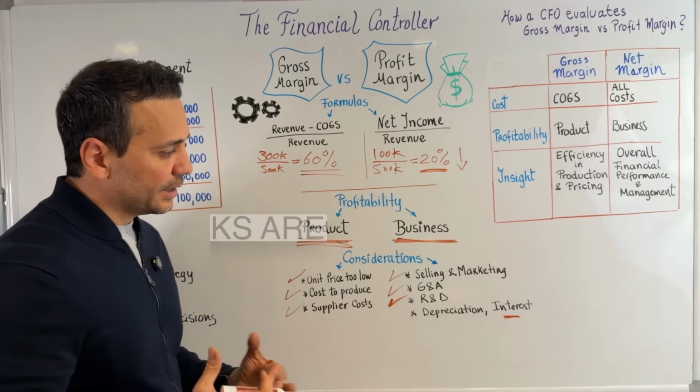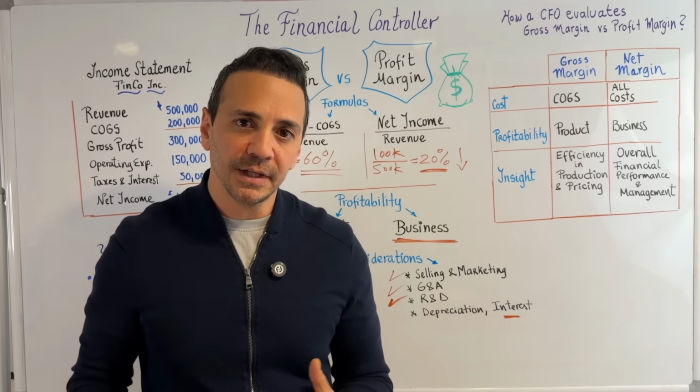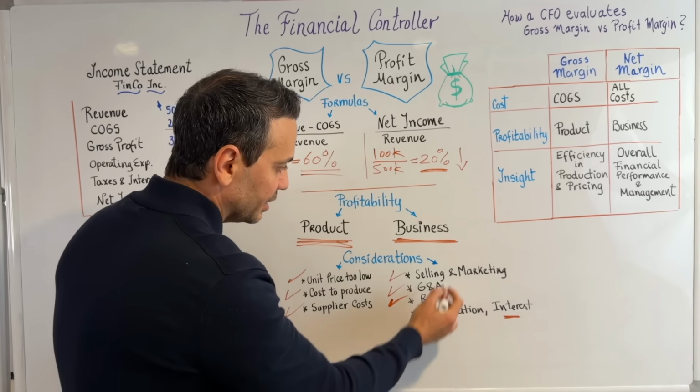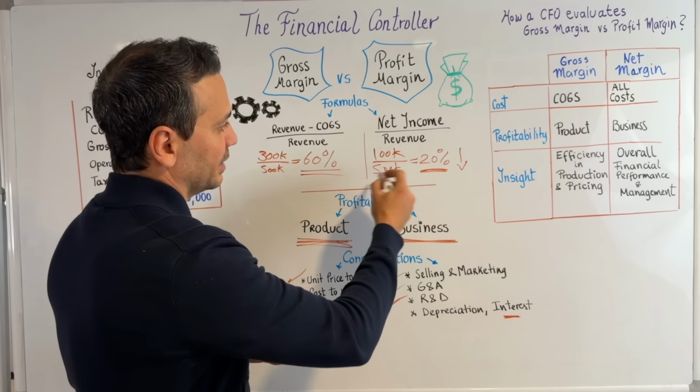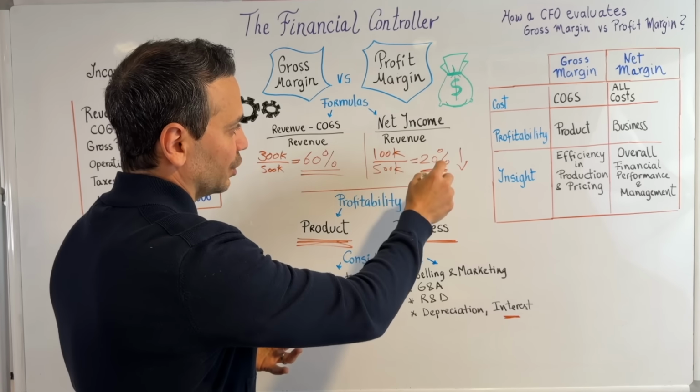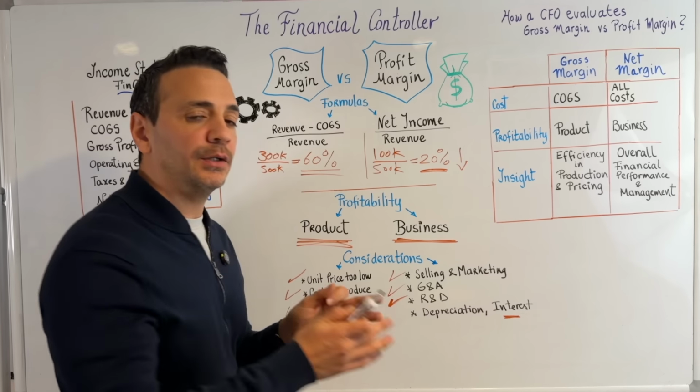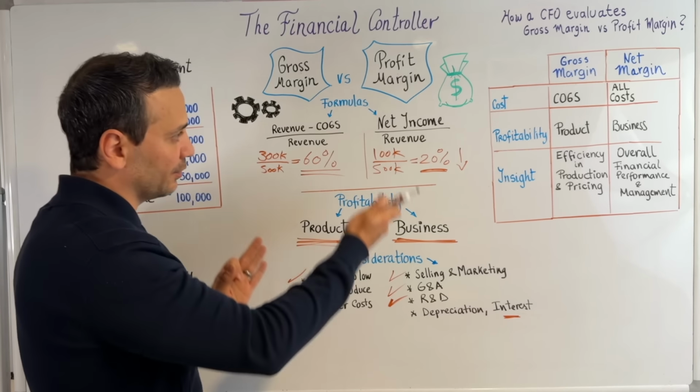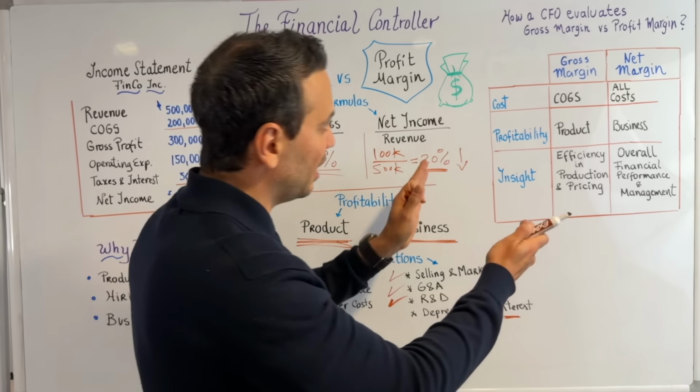So these are the things that typically a CFO would analyze and figure out which area of the business is causing this weakness that is leading to a low profit margin. All right, so now that we talked about the calculation and the insights that we get from these metrics, let's talk about a summary of these things.